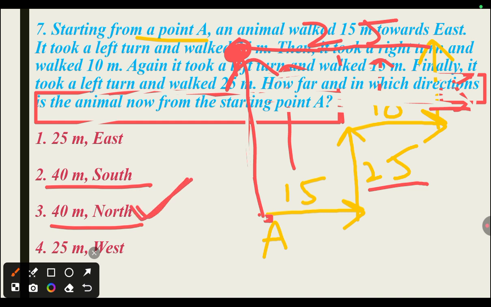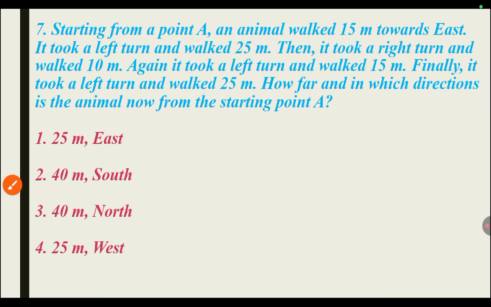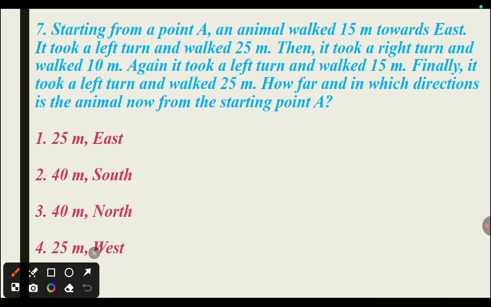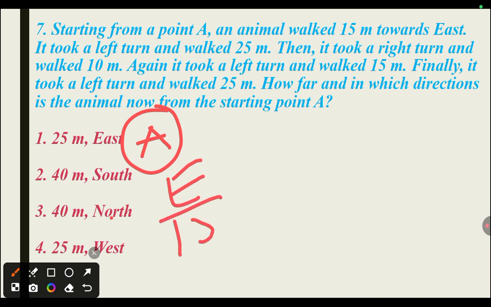But I have taken so much time to solve this one, right? So if I am a student, I will go with the shortcut. Ma'am, what is the shortcut? Let us go. Starting from point A, an animal walked 15 meters towards east. This is east. An animal walked 15 meters.